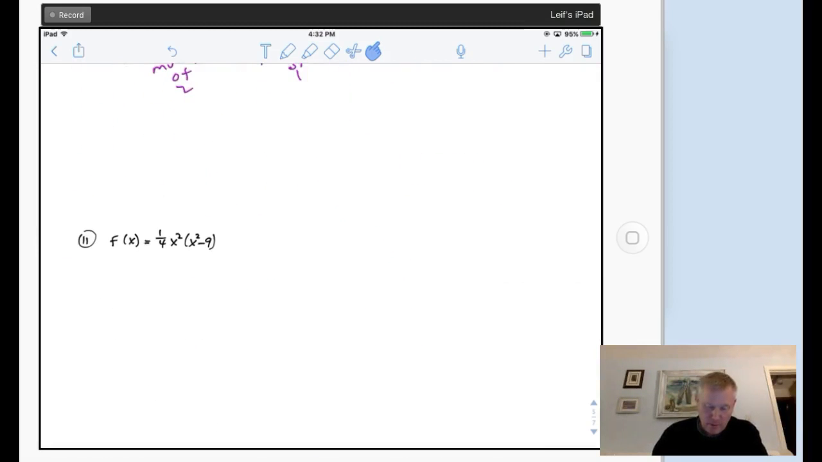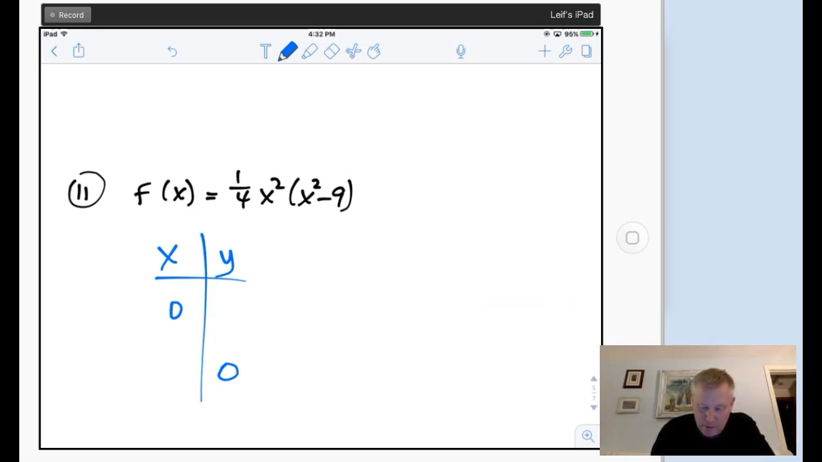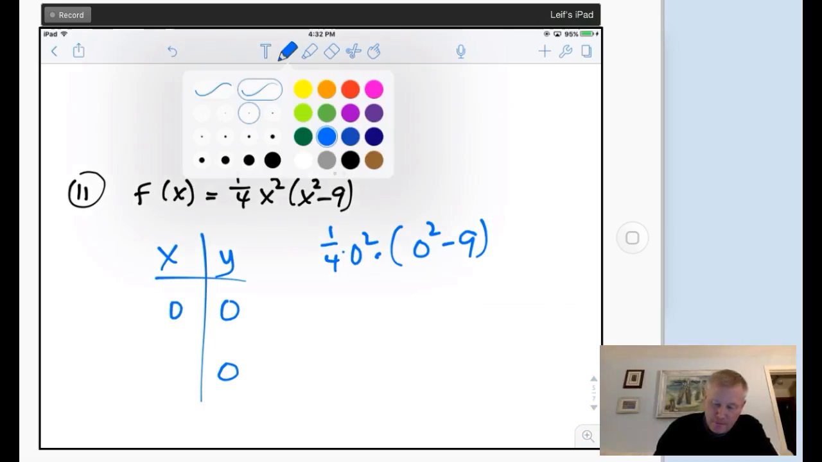All right. Next one. Oh, it's all factored out for me. I like those. 0, 0. So if I plug in 0, I get 1/4 times 0 squared times 0 squared minus 9. All right, so this is 0 times something, which is 0. So that one's definitely a 0.